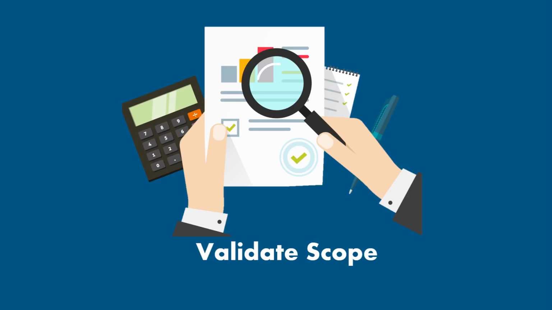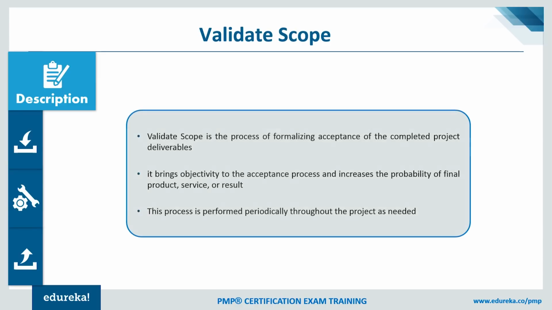Now, all this information is going to be really useful when I do the next process, which is about validating scope. Validating scope is all about understanding whether the deliverables that I have completed meet acceptance criteria or not. So there is something called the acceptance process. And this acceptance process will certainly help us in increasing the probability of final product, service, or result acceptance. And this is clearly defined between you and the customer. For each deliverable that we are producing, what is the acceptance criteria?